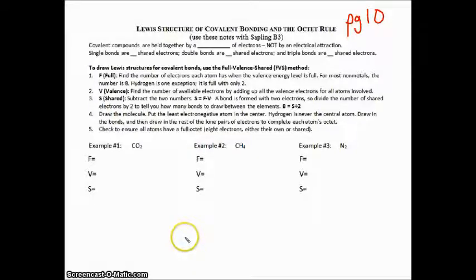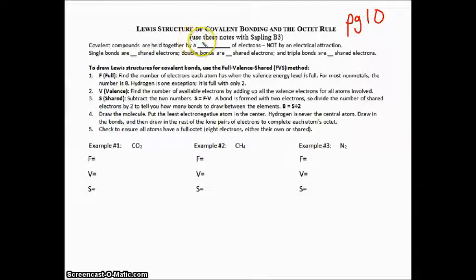This video is going to explain how to do a Lewis dot structure of a covalent bond based upon the octet rule. This is on page 10 in your bonding and nomenclature packet. So this is only going to deal with covalent compounds. Covalent compounds are the only ones that are going to use this method.